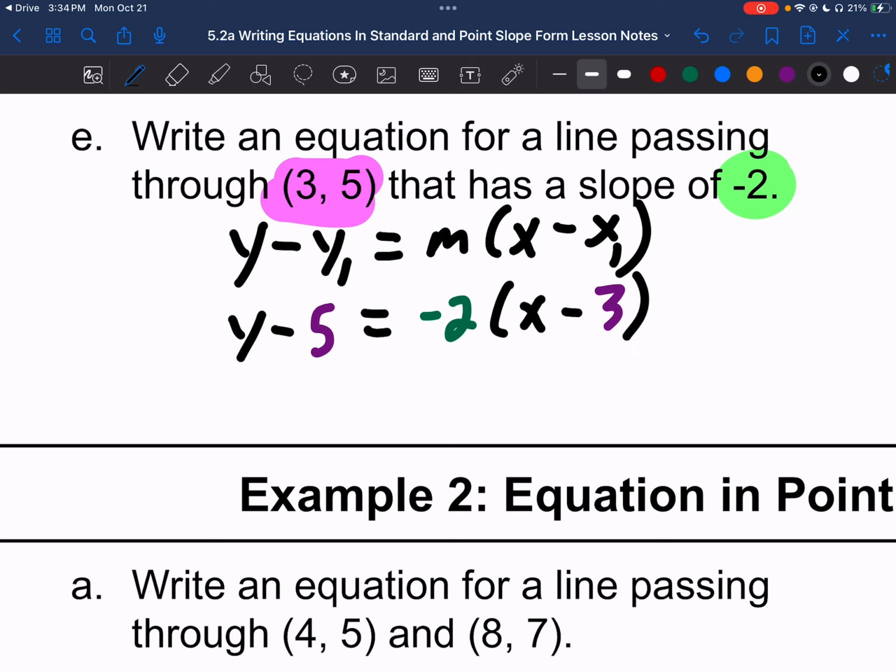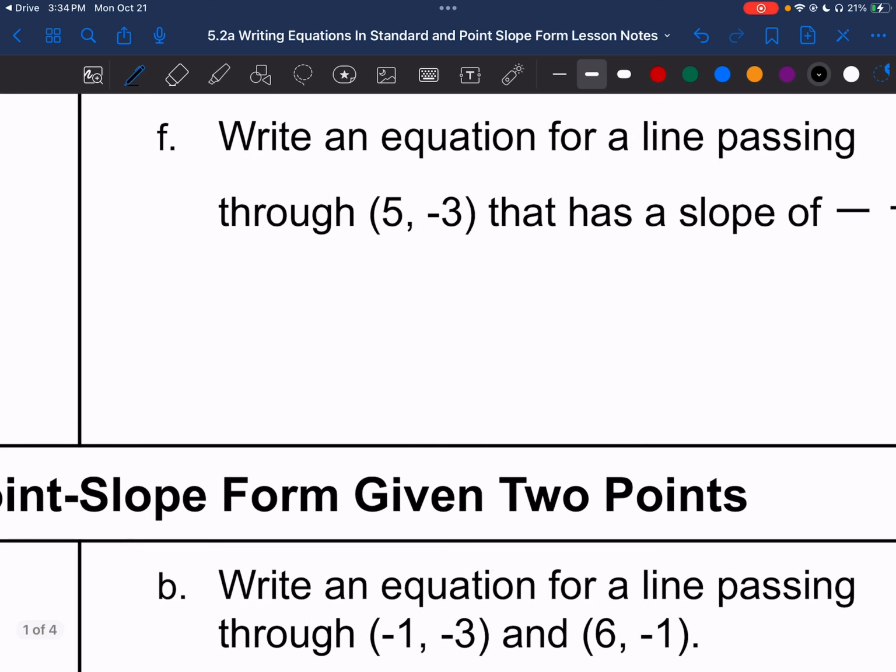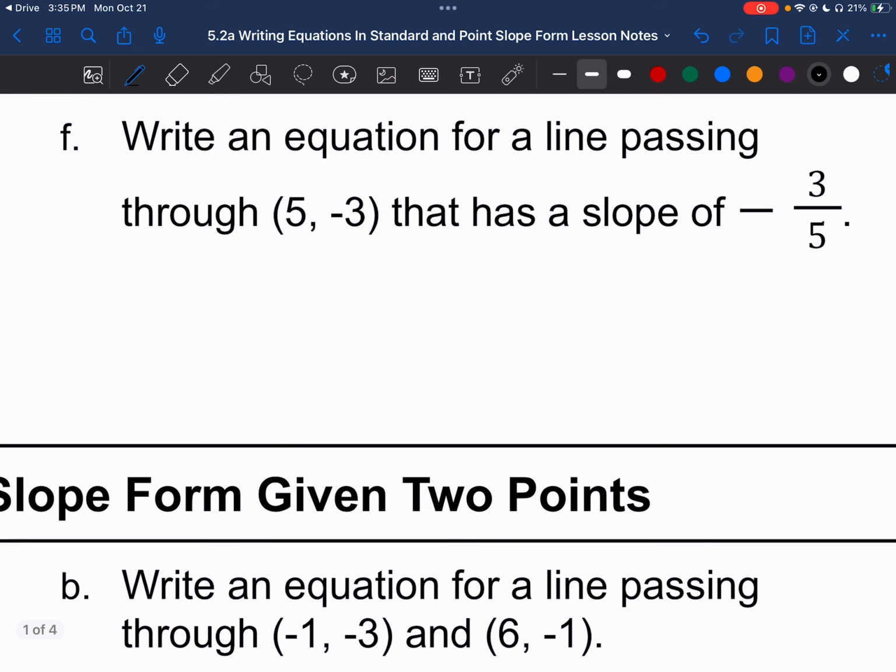And we don't have any double negatives here, so there's nothing that we need to do to simplify that. That is our form that we want it to be in. Letter F, we identify our information. We want to write an equation for a line passing through the point (5, -3), and it's going to have a slope of -3/5.